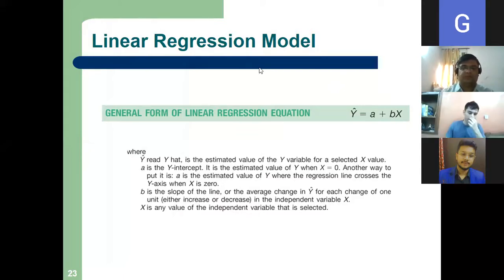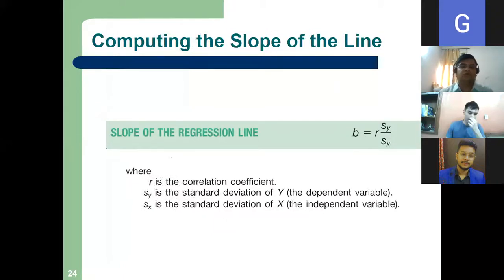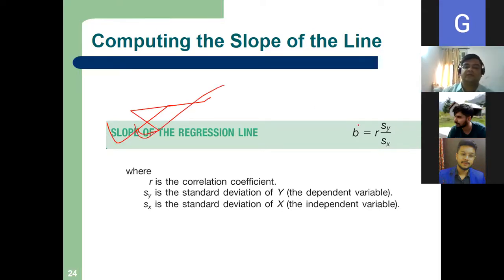Very nice. So let us start with regression equation. Regression analysis or regression equation. So slope of the regression line. Slope of the regression line is given by this formula. B is equal to. So all of you, please write down this formula. As you know, okay, let me just explain you.